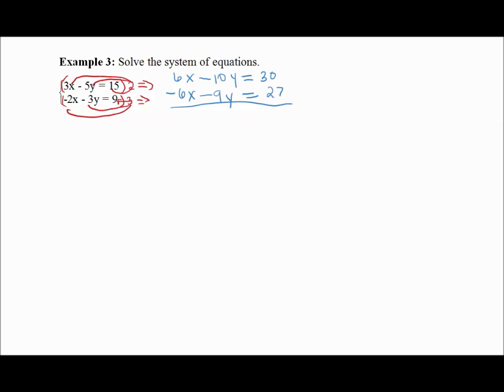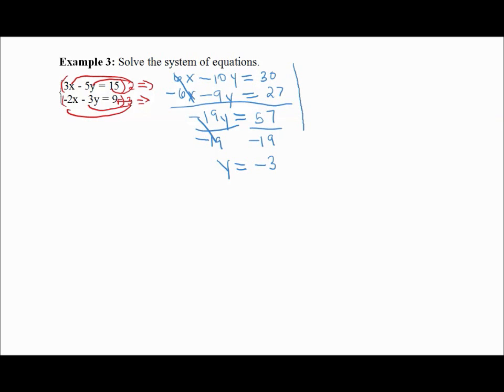You see that once I did that, I clearly came up with opposite variables. So now I have 6x minus 6x, it cancels out. And then I'll have a negative 10y minus 9y gives me a negative 19y. Bring down my equal signs. 30 plus 27 gives me 57. I'll divide both sides by a negative 19. That leaves me with y is equal to, now 57 divided by negative 19 gives me negative 3.